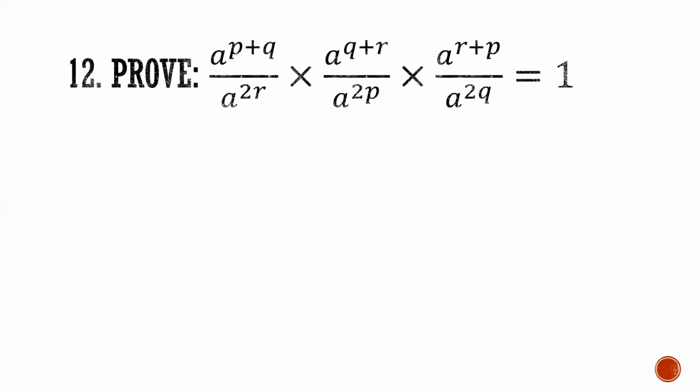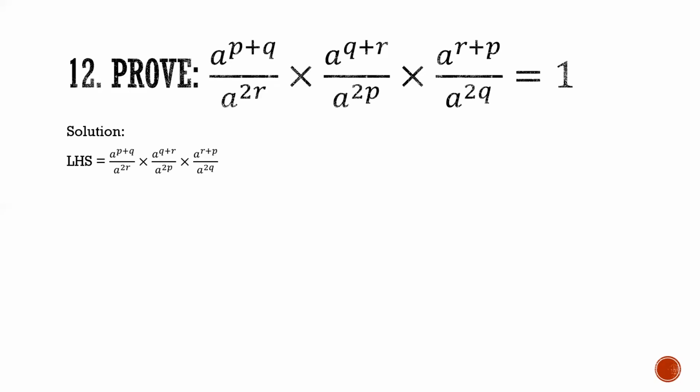Okay. Number 12. Prove that a to the power p plus q divided by a to the power 2r into a to the power q plus r divided by a to the power 2p into a to the power r plus p divided by a to the power 2q is equal to 1. Here also we have to start from the left hand side.